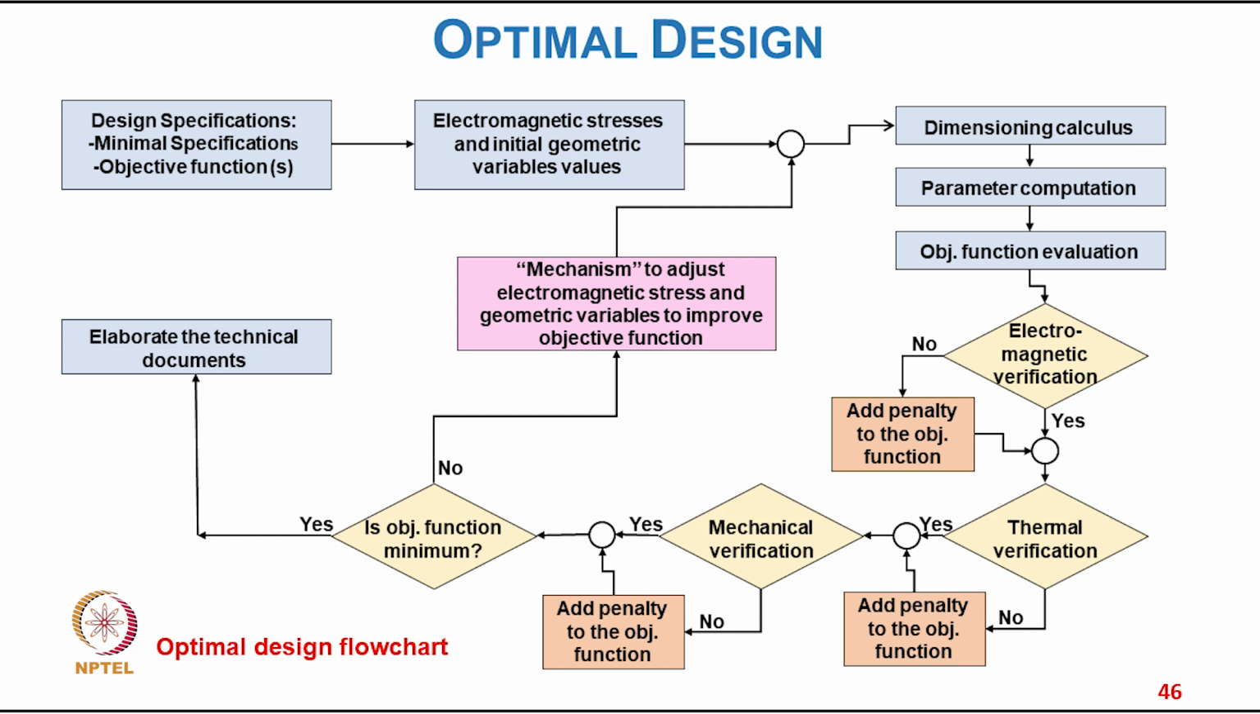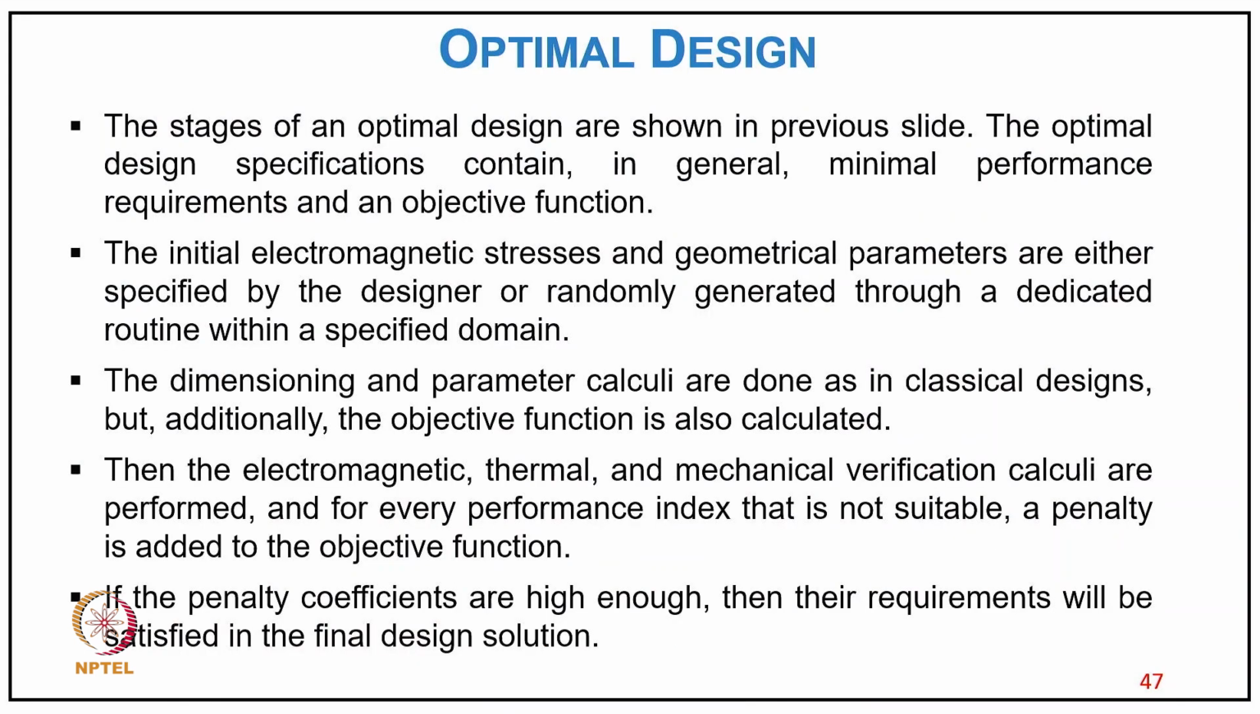And this is the typical optimal design flow chart, starting from design specification, minimal specification of objective function, electromagnetic stresses and initial geometry variable, and then dimensioning calculus, parameter computation, objective function evaluation, electromagnetic verification, yes, thermal verification, yes, mechanical verification, yes, if your objective function is minimum, yes, then elaborate the design document. If all no, then you have to go to the iterative method as shown in the flow chart by adjusting the parameter.